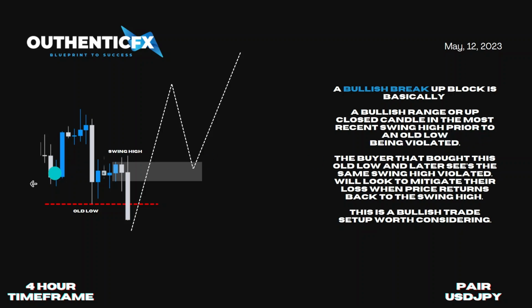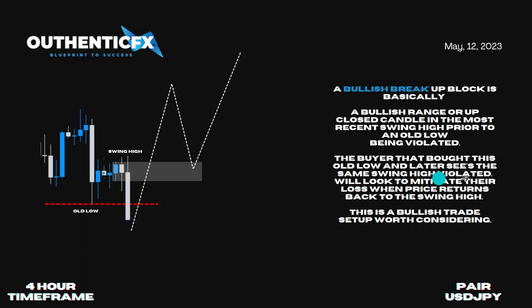Prior to an old low being violated. This was the old low, this was the swing high, this was the new low created. So prior to the old low which got violated, the buyer that bought this old low, the traders that were in this buy, later find out that they get kicked out, right?